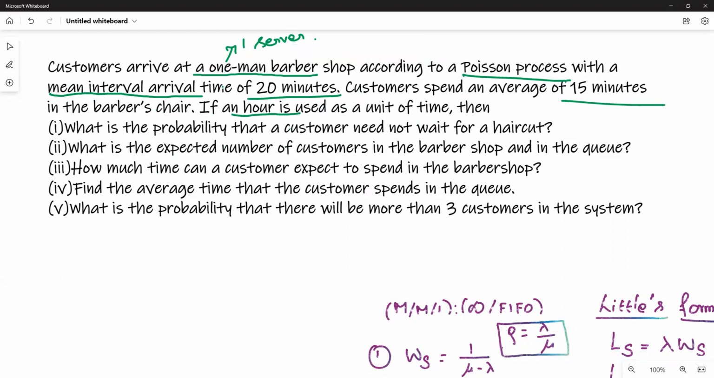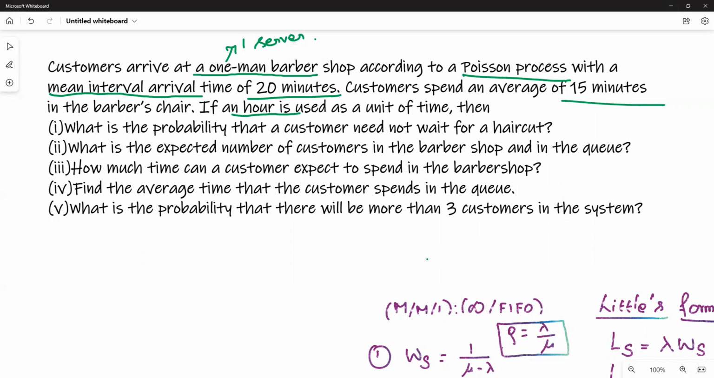It is given that it is a one-man barber shop, so it is a single server. Nothing has been specified about the capacity of the barber shop, like only this many persons can come or only this many can wait. Nothing is specified about the capacity, which means it is infinite capacity. So it comes under the single server infinite capacity model, that is the M/M/1/infinity/FIFO model.